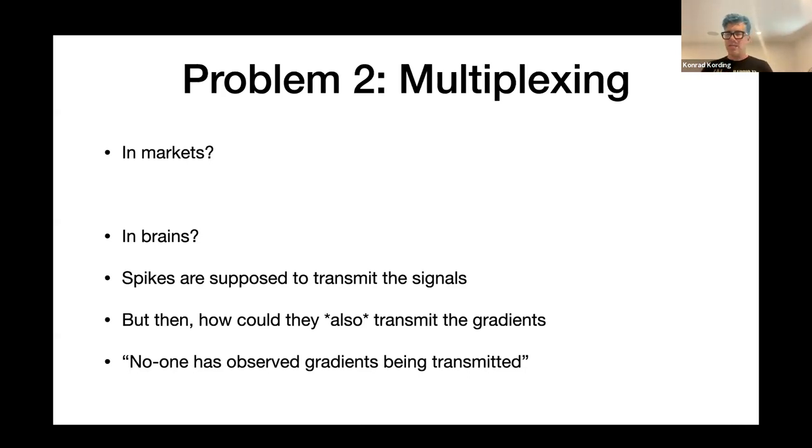Now, in some systems, it's relatively easy to see. In markets, you can say there's money flowing in some direction, and goods flowing in another direction. So in markets, there are very clearly two currencies: the thing going forward, goods, and the thing going back, money. So it's clear how we could multiplex in those systems. What about brains? No one really sees those things.